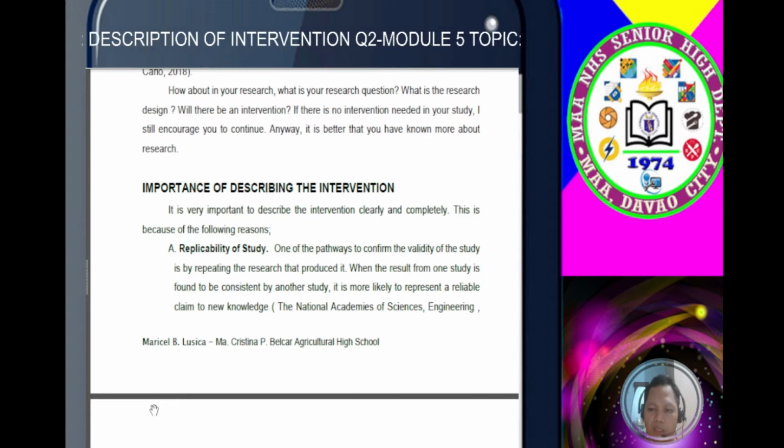If you're having an experimental research design, for other researchers to confirm your result, they will try to replicate your study. It's one way also of validating new knowledge, because your results will be compared. If they are the same, it means it is a good study because it's consistent.